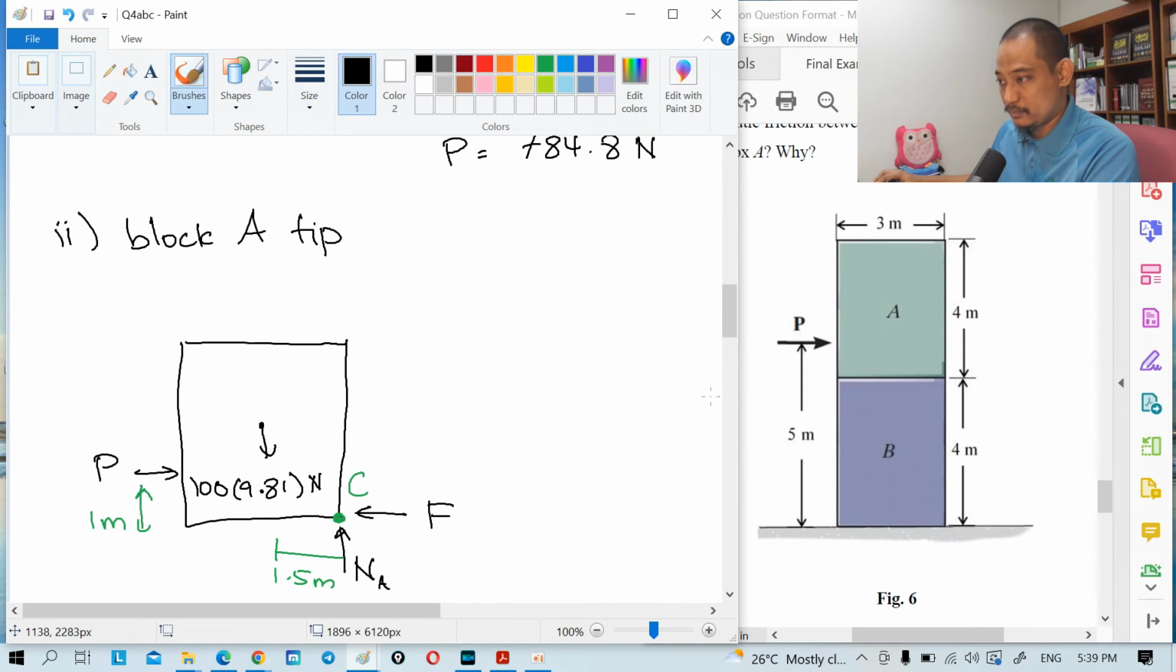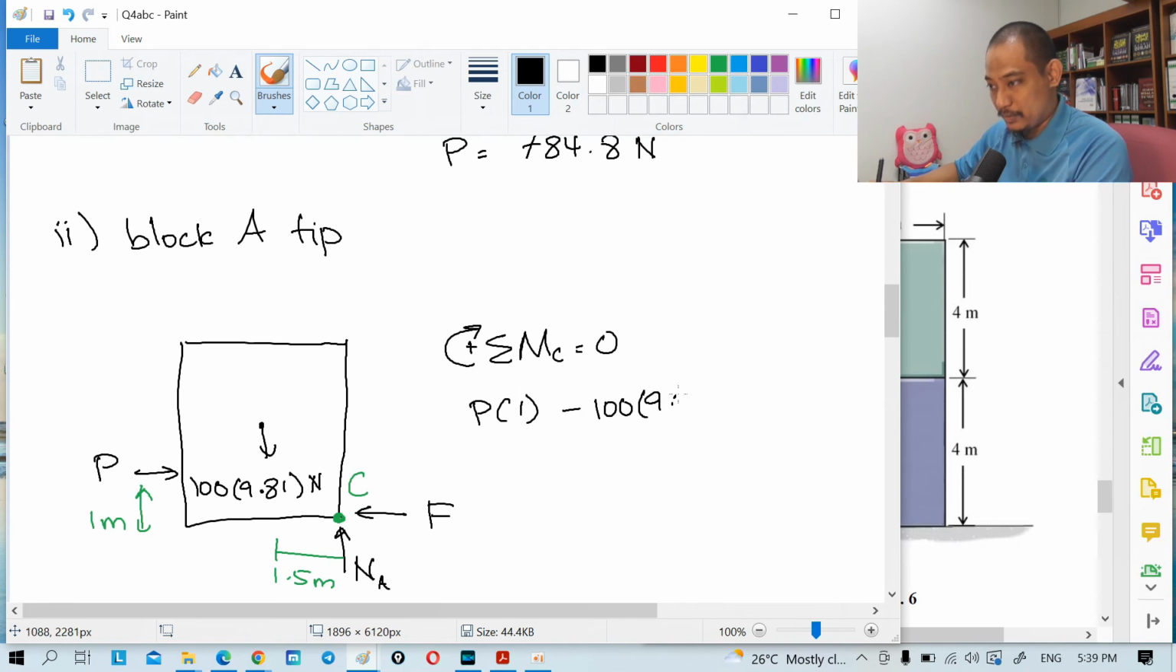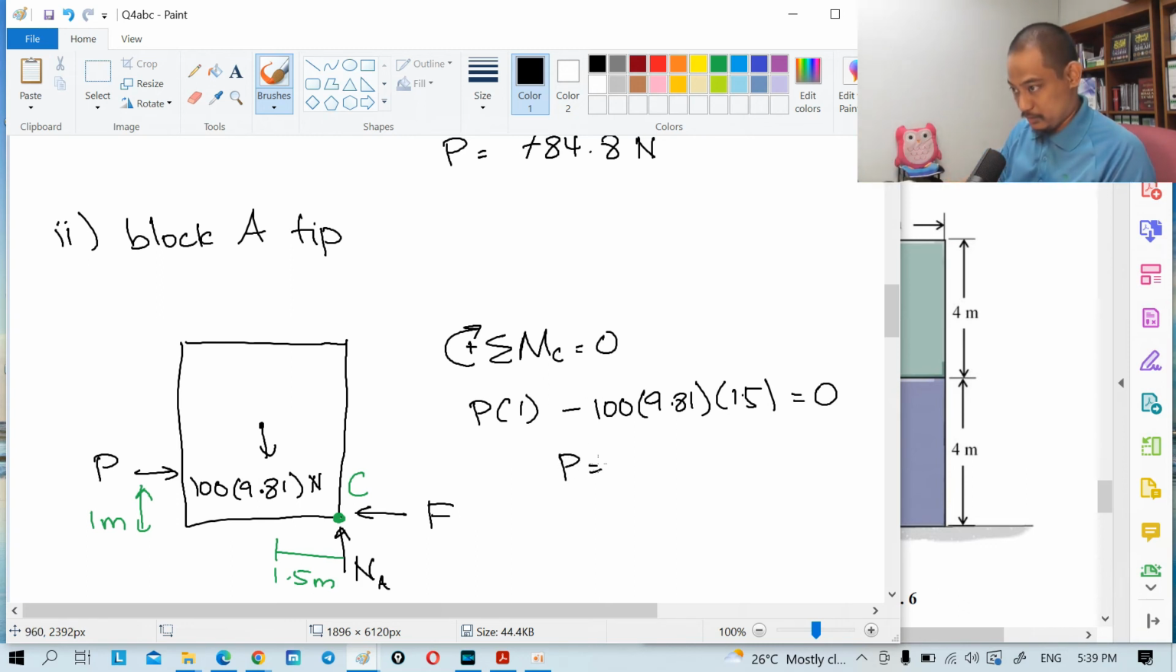Then summation of moment about point C equal to 0, if you take counterclockwise as positive, for example. So P times 1 meter counterclockwise, and then minus 100 times 9.81, that's the force, times the distance of 1.5 meter, equal to 0. If you calculate that one, P equals 100 times 9.81 times 1.5, which becomes 1471.5 Newton.